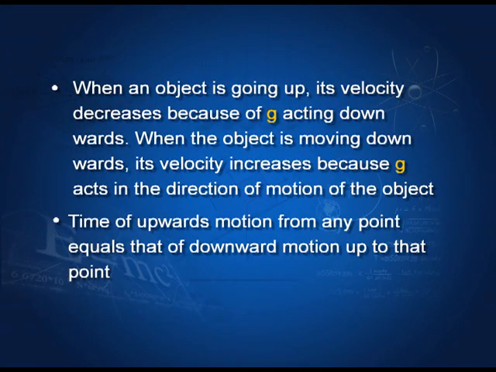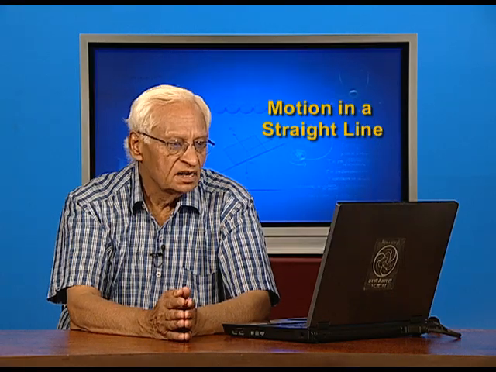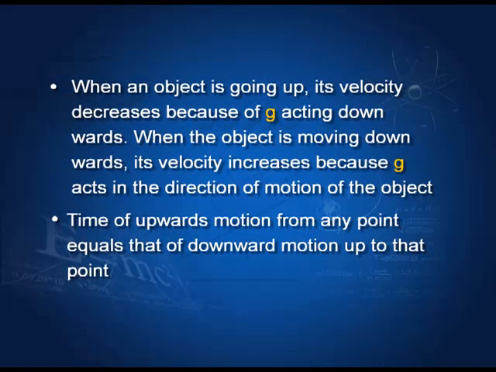When an object is going up, its velocity decreases because of g acting downwards. When the object is moving downwards, its velocity increases because g acts in the same direction as the direction of motion. Time of upward motion from any point equals that of downward motion up to that point. I will illustrate this in a moment.